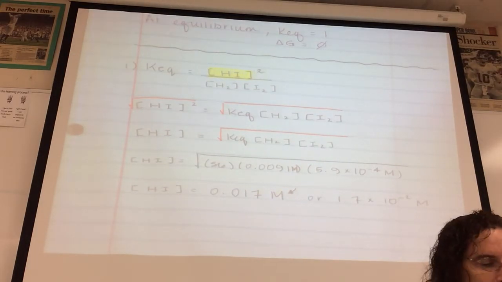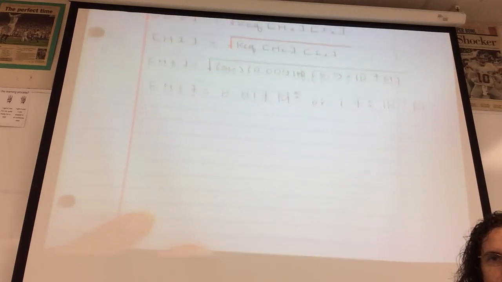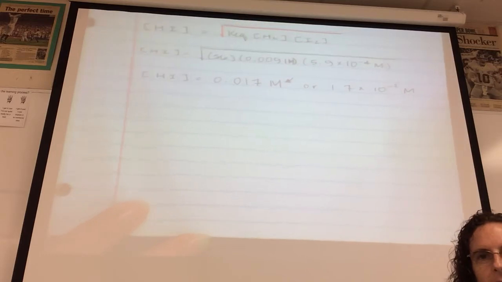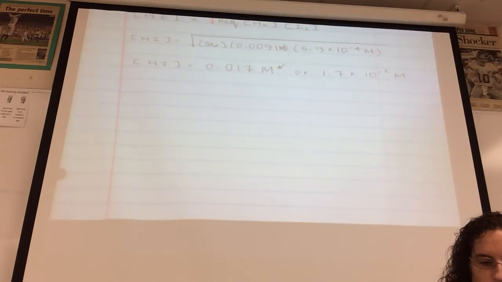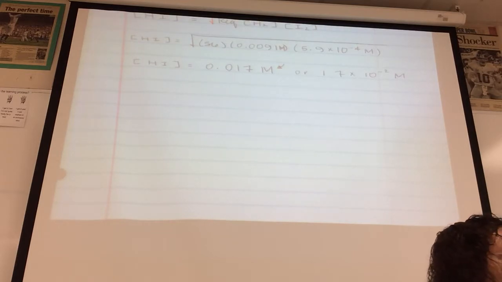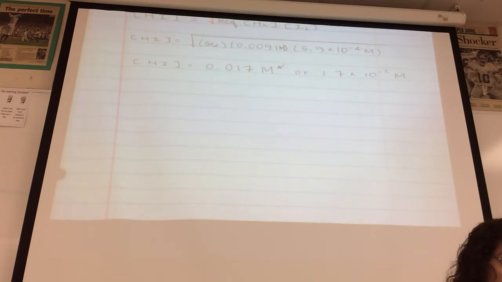All righty. Let's try another one. We'll use purple this time. All right, same approach, and it's going to get crankier and crankier, so we have to be really careful, and we have to remember no liquids, no solids, because I give you information about them, but you do not use liquids or solids in KEQ expressions.